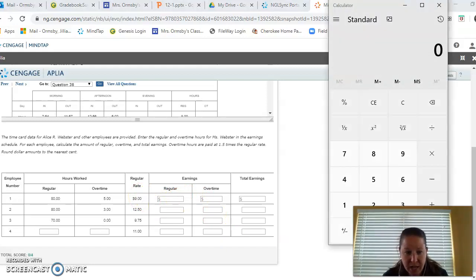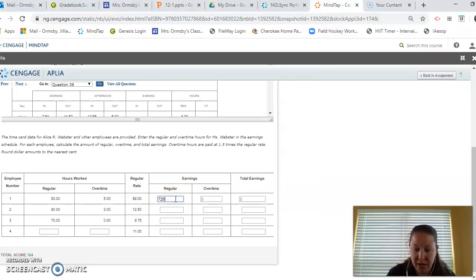So if we go back to the problem, regular hours times the regular rate is going to give us the regular earnings. So we're going to take 80, that she worked 80 regular hours for this first employee, number 1, 80 regular hours at $9 an hour. So times 9 gives us 720. So employee number 1 made $720 in regular earnings, but they worked 5 overtime hours.